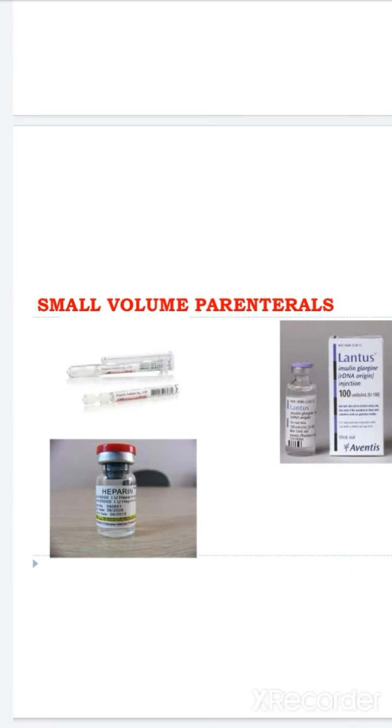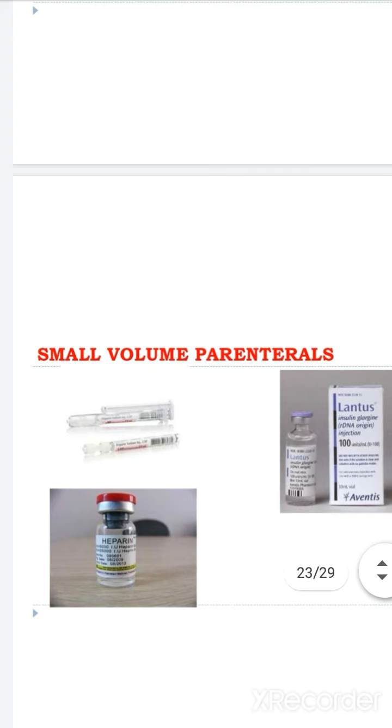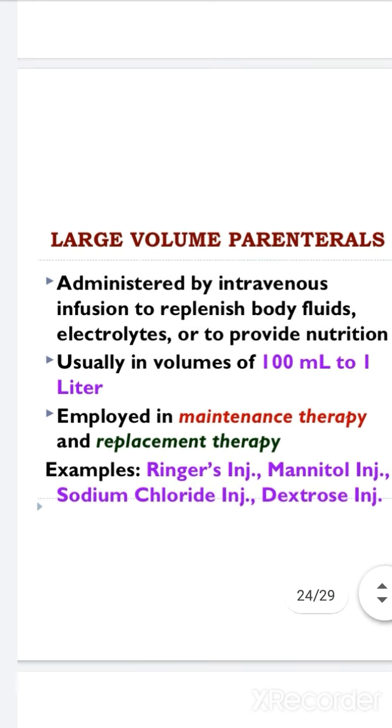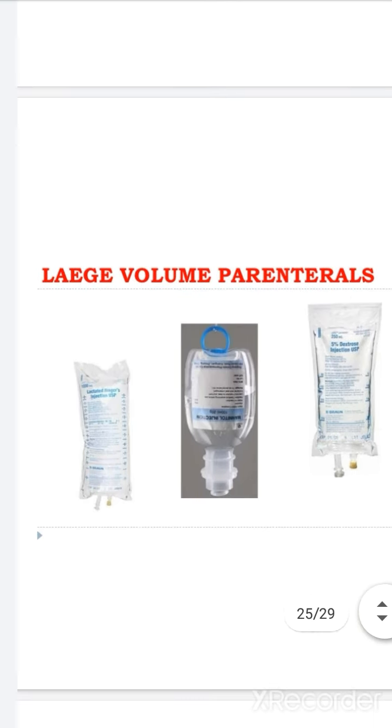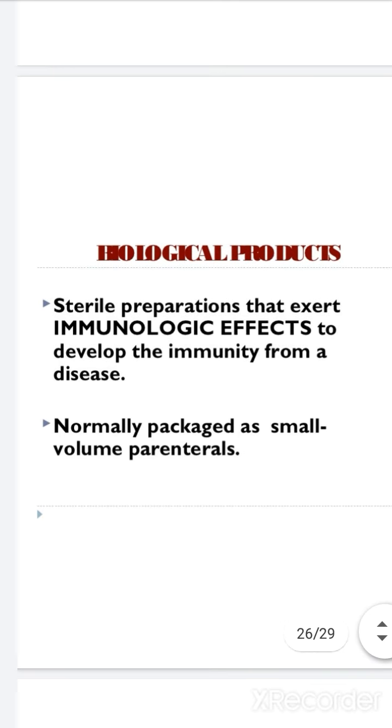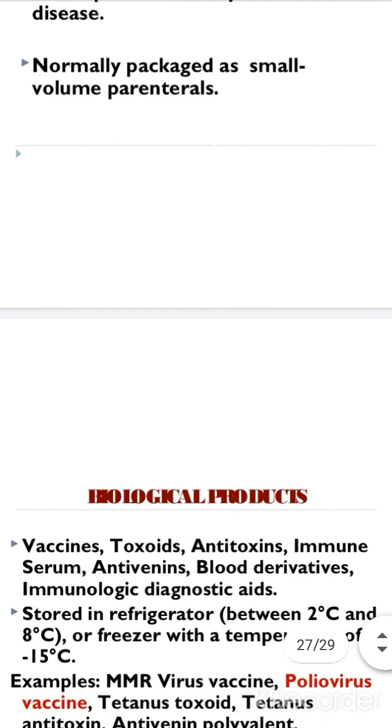Large volume parenterals are administered by intravenous infusion to replenish body fluid and electrolytes, or to provide nutrition. They are employed in maintenance therapy and replacement therapy. Examples: Ringer injection, mannitol injection, sodium chloride injection, dextrose injection. Here are some pictures of large volume parenterals. Then biological products are sterile preparations that exert an immunological effect to develop immunity against a disease. Examples are vaccines, toxoids, and antitoxins.